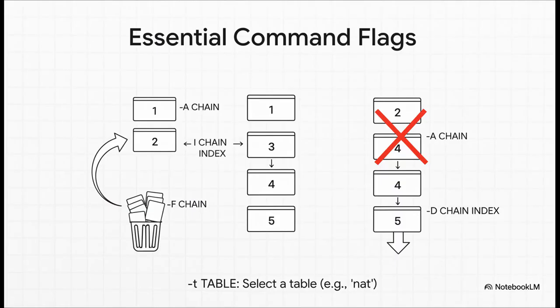Okay, to actually change the rules, you've got a few essential tools or flags in your belt. You'll use -t to pick which table or which instruction book you want to edit. Then -A lets you append a new rule to the very end of a chain. If the order is important, you can use -I to insert a rule at a specific spot, and -D to delete it. And if you just want to start over, -F flushes all the rules from a chain, wipes it clean.